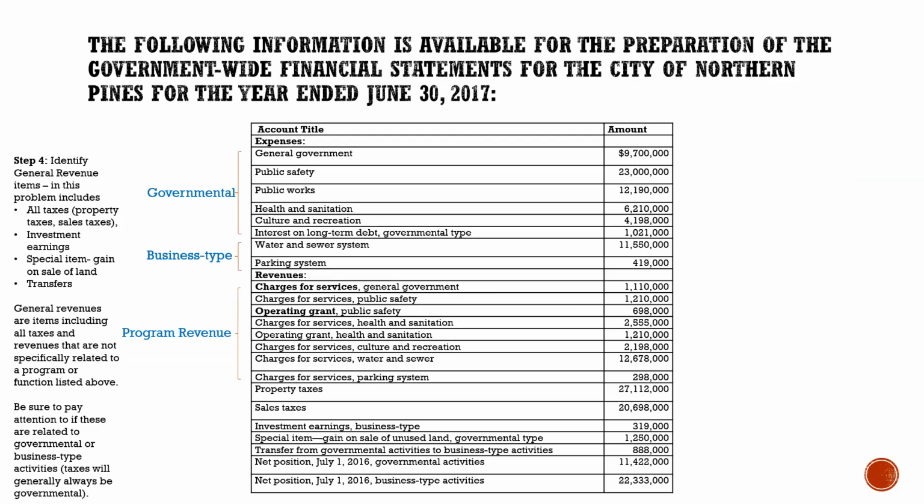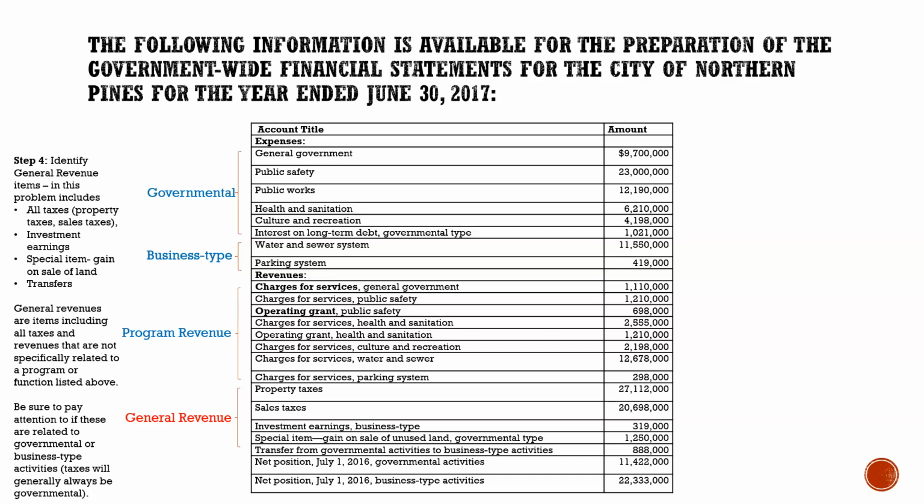And we will now move on to what is step 4, which is to identify the general revenue items. Okay, so like I told you, general revenue items in this are going to be those tax items, right? All of these taxes are going to be considered general revenues. Okay, so we know our property taxes and sales tax are general revenue. Our investment earnings, they told us, is business type. We love that. And a special item was a gain on sale of unused land. That was governmental type. They told us that. We love that.